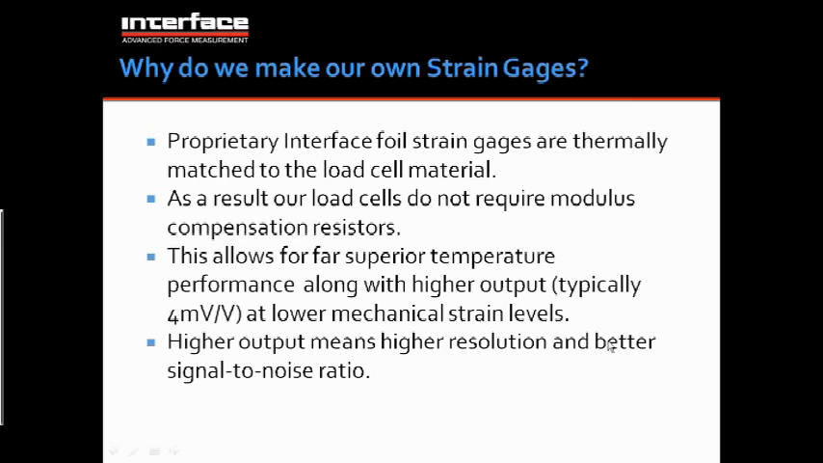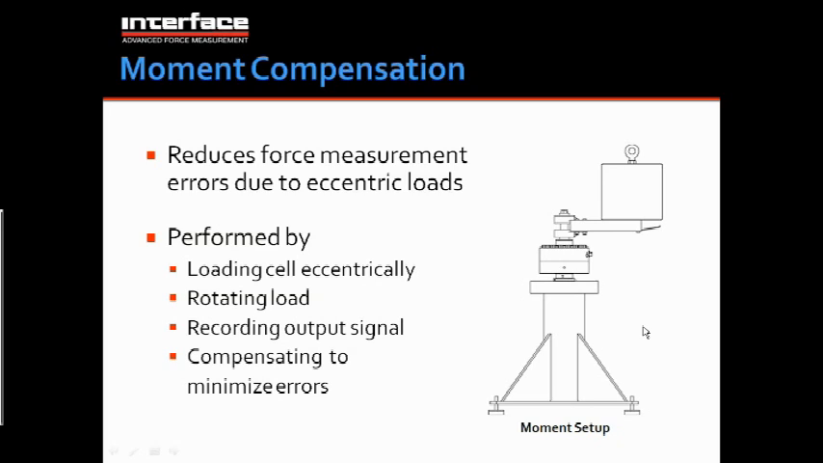The first process is what we call the moment compensation. The moment compensation is intended to reduce the force measurement errors that occur to the output signal due to eccentric loads. And how do we perform it? If you take a look at this schematic, what we do is apply an eccentric load to the load cell, and we rotate this load all the way around the load cell, and at the same time we are recording the output signal that we obtain from the load cell. Based on those readings, we compensate the cell in order to meet the specific performance parameter for the type of model that we're working with.